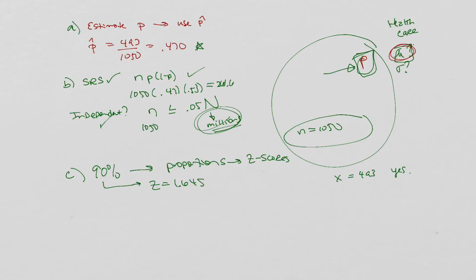So we need to come up with this formula then. It's p hat. We're going to start at that point estimate, and then we're going to add that margin of error, which is just that z-score times my standard deviation.